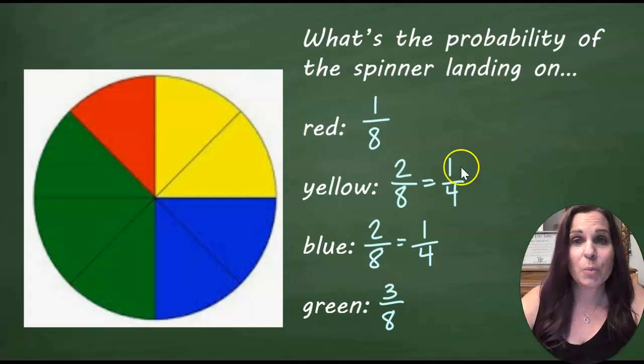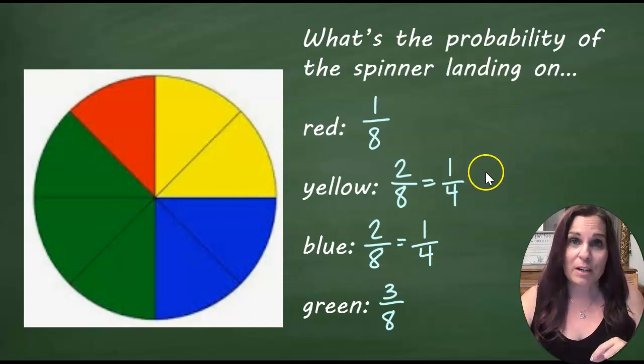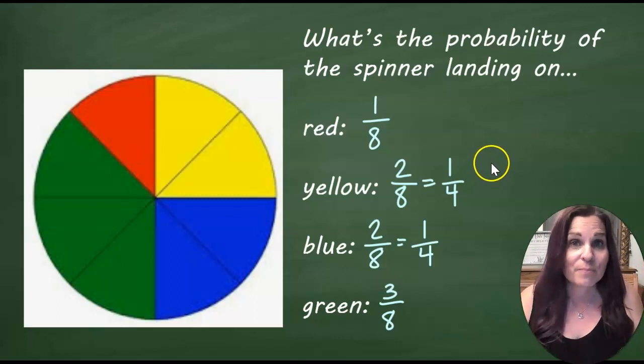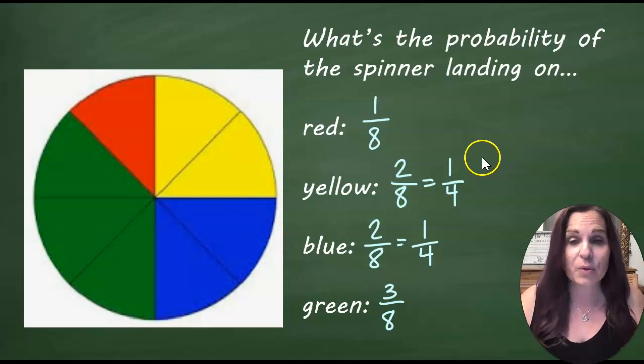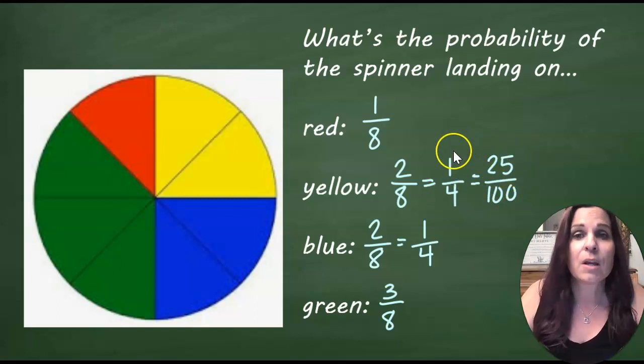I'm going to start with the 1/4 because 4 is a denominator that goes into 100. Remember, if the denominator goes into 10 or 100, then you can easily convert to decimal. So 1/4 is the same as 25 over 100, right? Because 4 goes into 100 25 times. So 1 times 25 is 25.